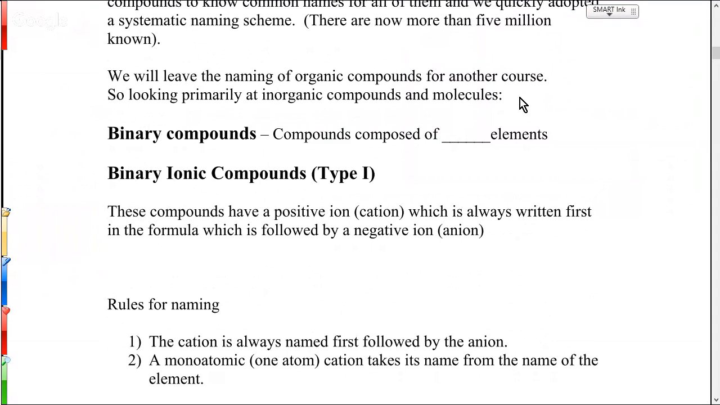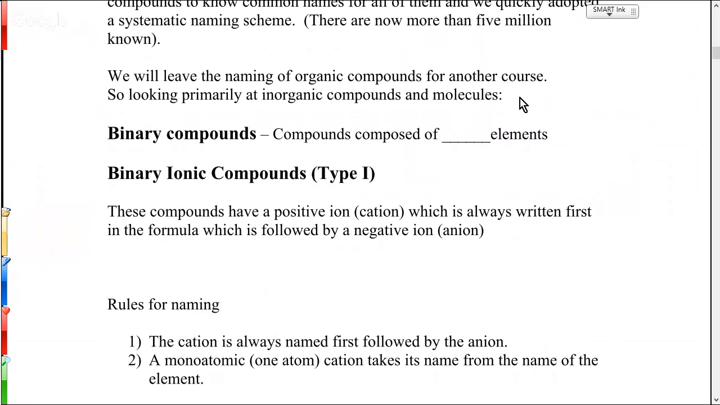We need a systematic way of naming them so that if you say a name of a compound, everyone who knows the rules knows what you're talking about and isn't going to mistake it for some other compound. So in order to do this, we have to separate the compounds into categories. We're going to go through each category individually, and then we'll spend the rest of the day doing some practice of how we do that.